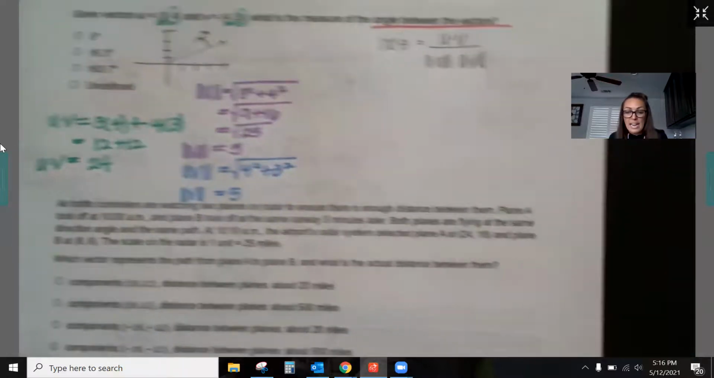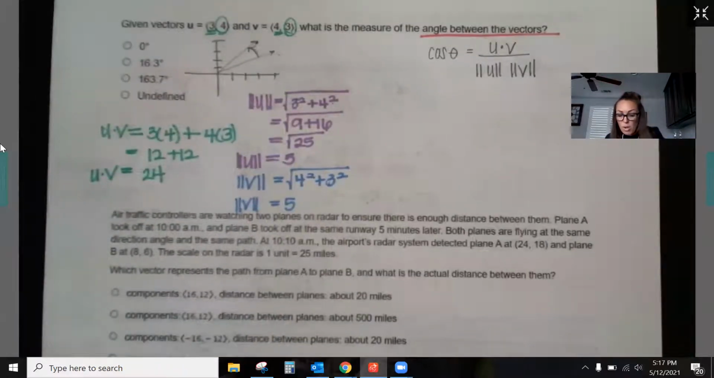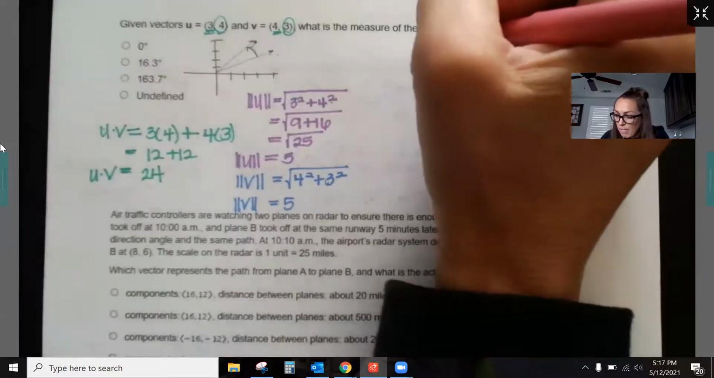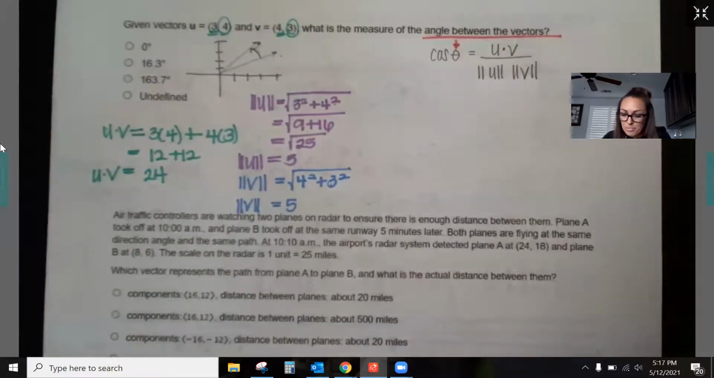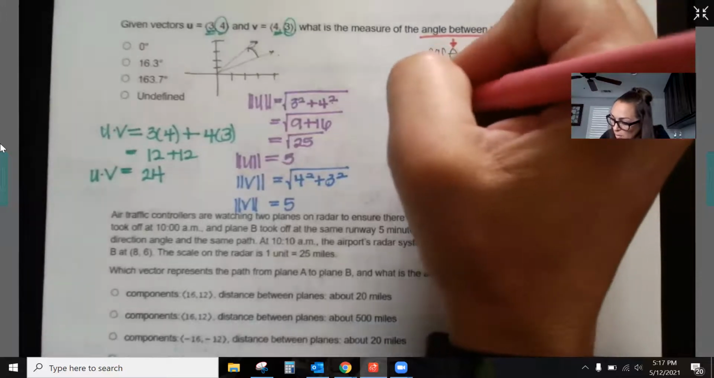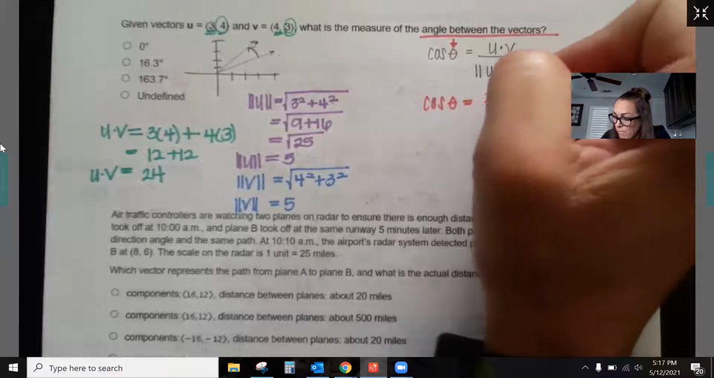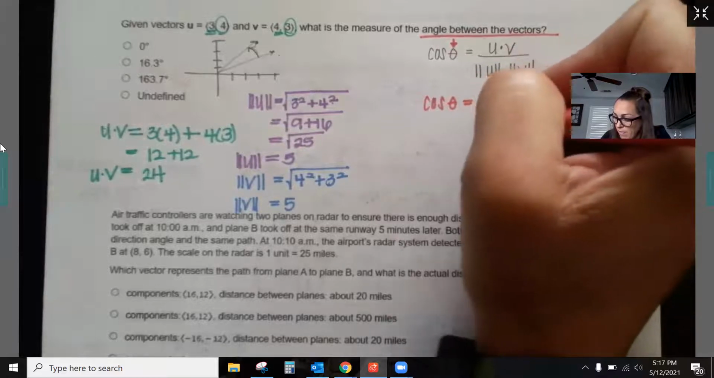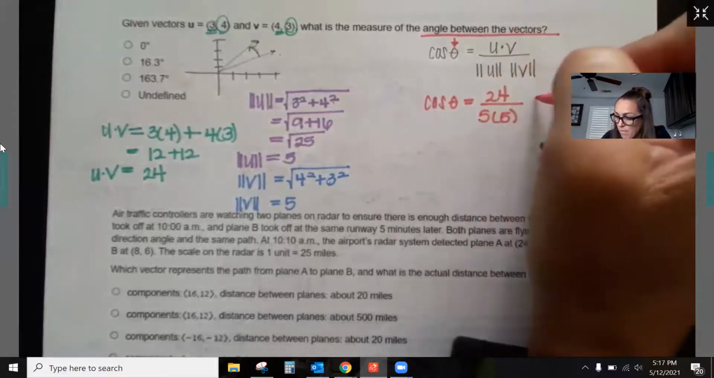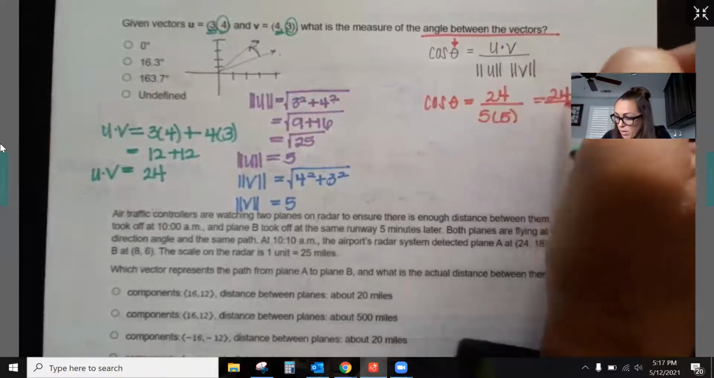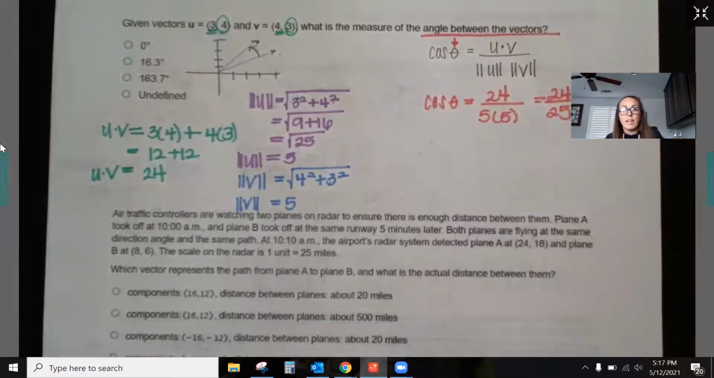So now I can go ahead and solve for that angle. When we talk about solving for the angle, we're looking for our theta value. That's what we want, is theta. So I plug in everything I know. So I have cosine of theta is equal to 24 over 5 times 5, or 24 25ths.